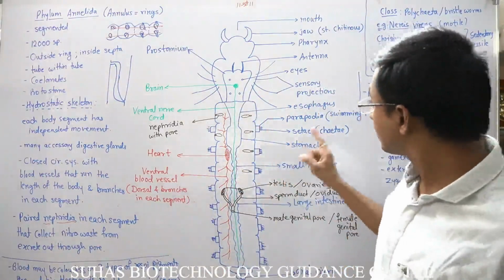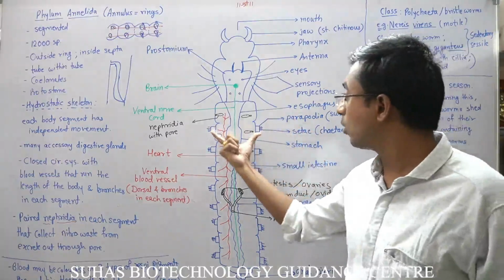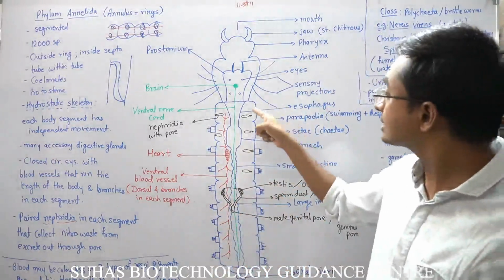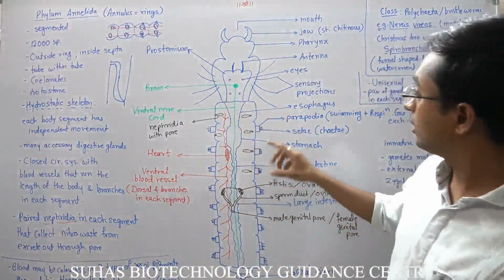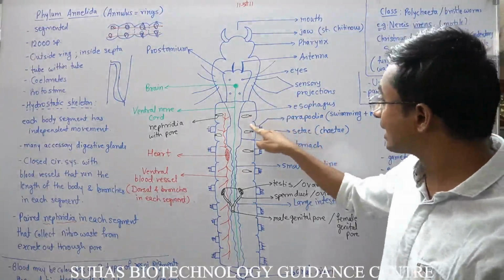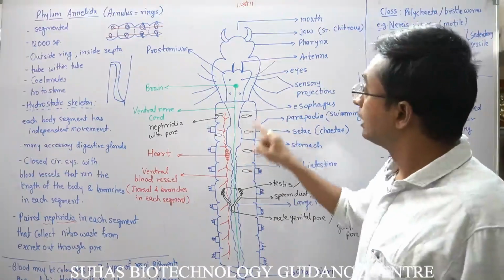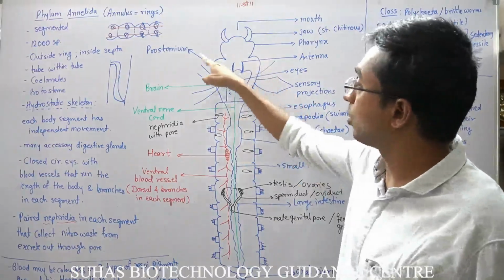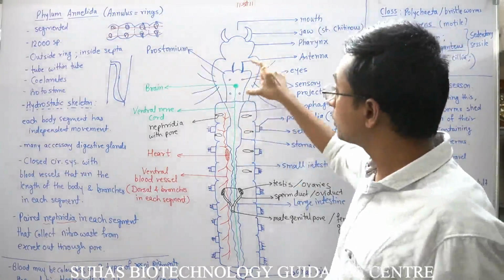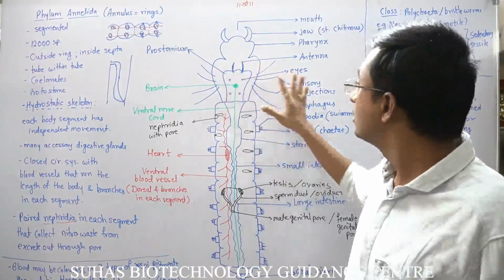Now other than that, the most important feature of them is the parapodia, which are present almost from the second segment up to the last segment. The first segment does not have nephridia or parapodia, but right from the second to all other segments they have parapodia. Now the head region is called the prostomium, and the prostomium is the region where the eyes and brain are located, with antennae and sensory projections.